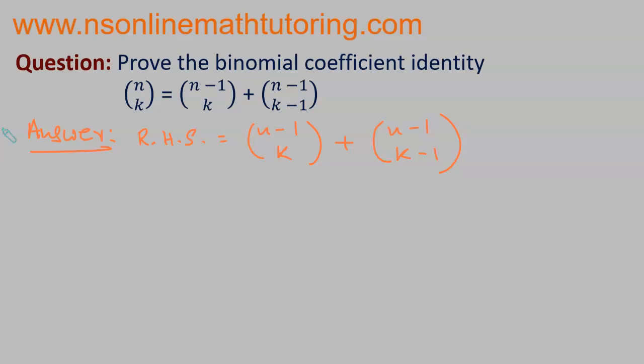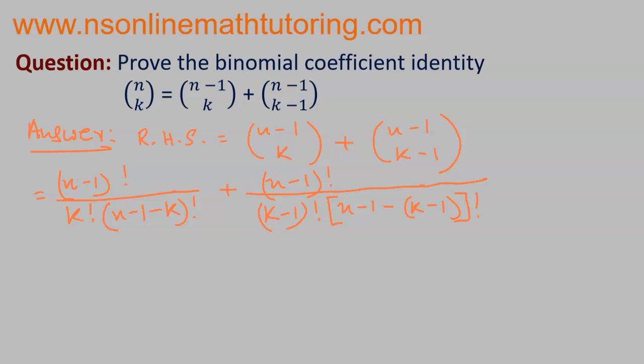And if we just rewrite these two terms in form of factorials, they become (n minus 1) factorial over k factorial times (n minus 1 minus k) factorial for the first term, and for the second term it is (n minus 1) factorial over (k minus 1) factorial times (n minus 1 minus (k minus 1)) factorial.